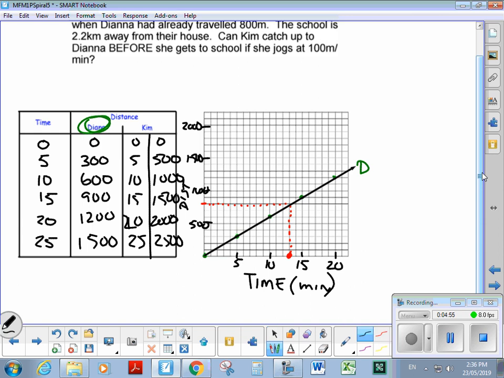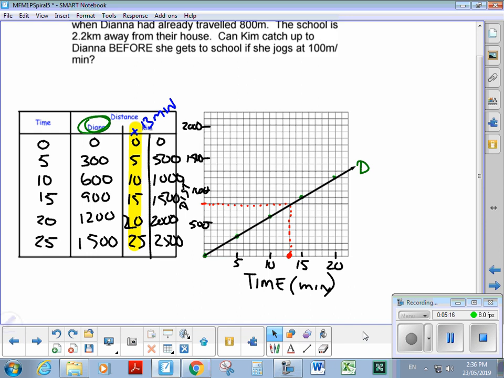So our chart here is based on Kim starting at time 0, but we really have to add 13 minutes on for each one. But I know that she goes up by 500 every 5 minutes. So I'm just going to graph that.